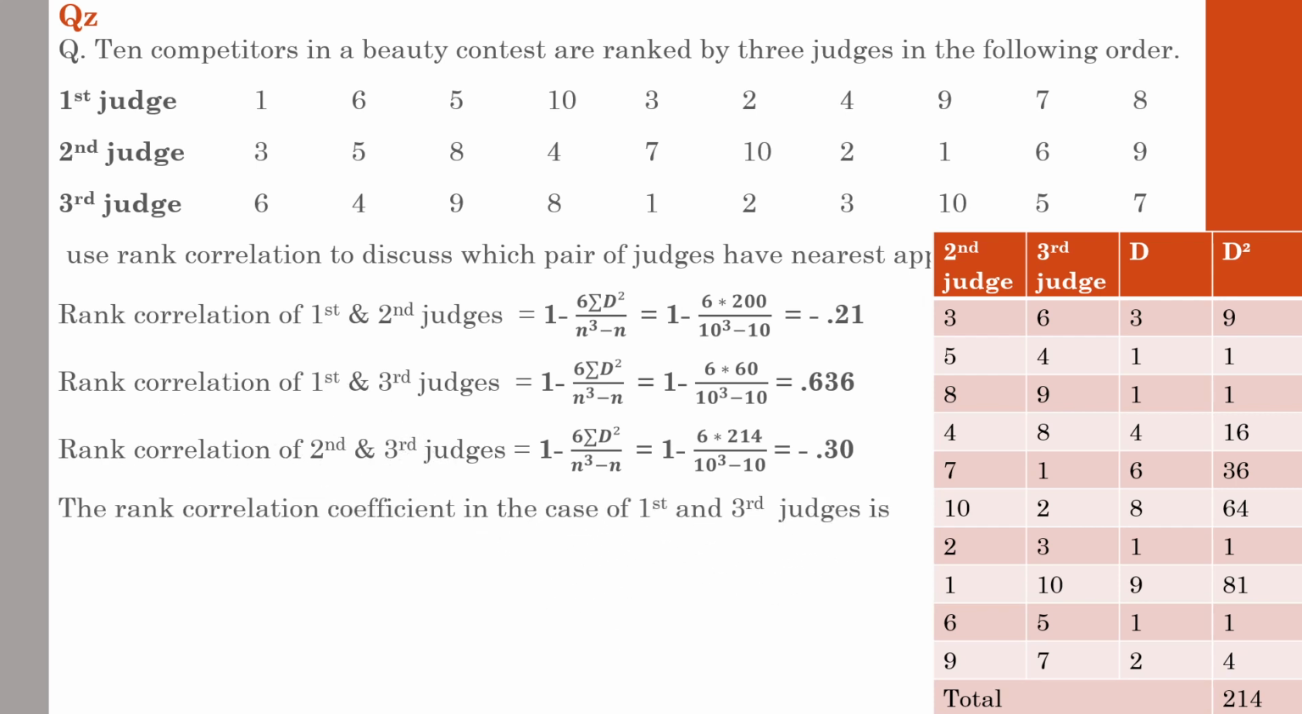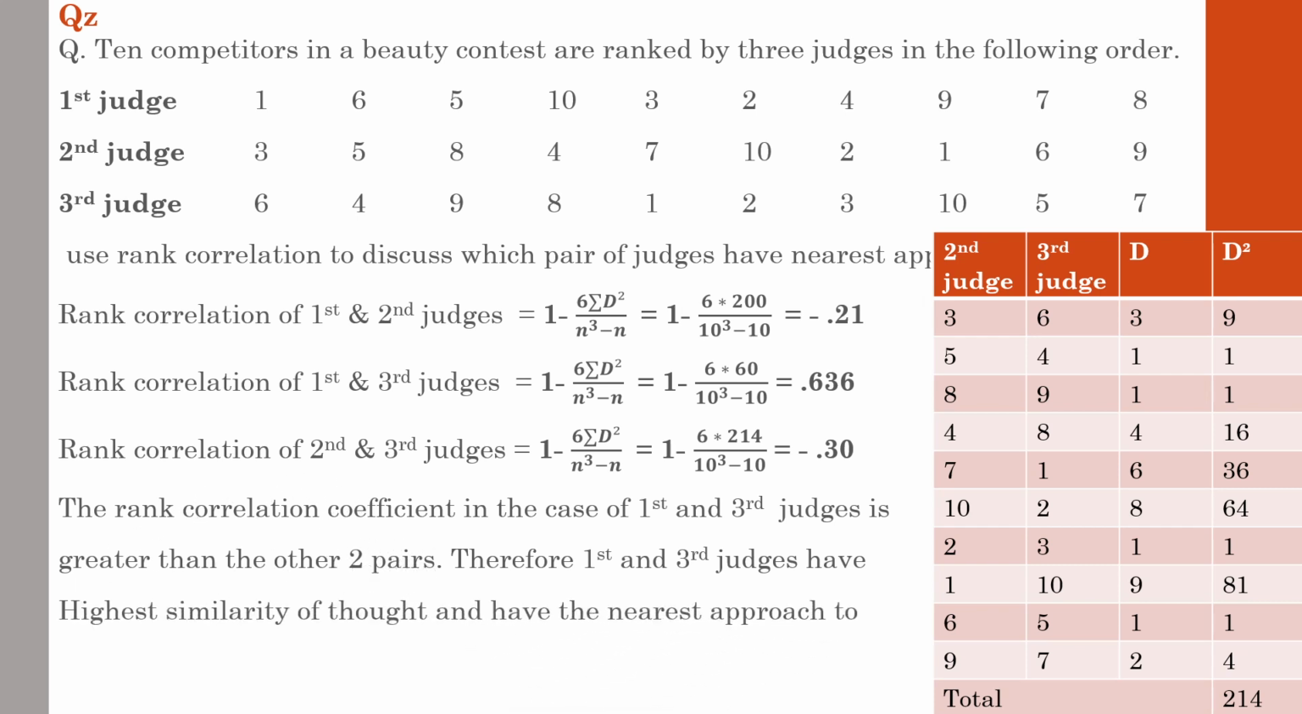The rank correlation coefficient in the case of first and third judges is greater than the other two pairs. It is evidently clear. In both other two cases you will be getting negative and smaller relationship value, but in case of first and third judge you are getting a positive 0.636, fairly good. Therefore first and third judge have the highest similarity of thought and have the nearest approach to common taste in beauty.